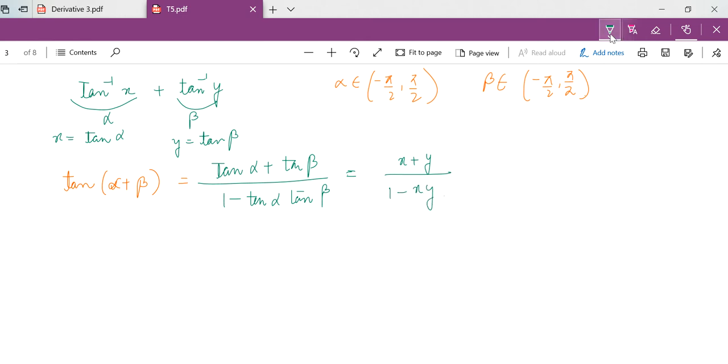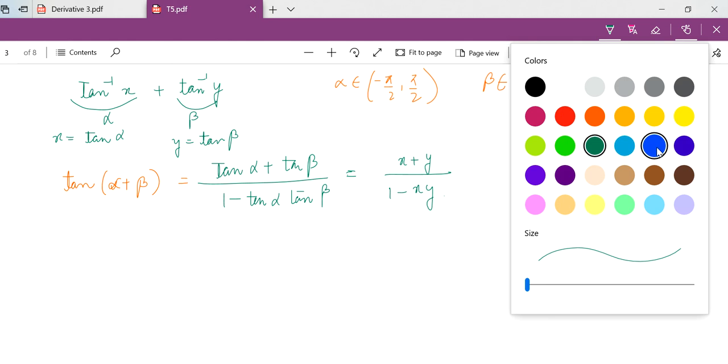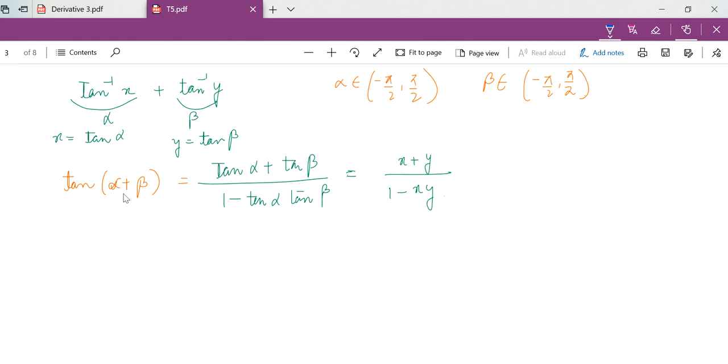Perfect. Now what do we say? We say that I don't want tan of alpha plus beta, I just want what is alpha plus beta. So let's come down. If I want alpha plus beta, I have to take tan inverse on both sides. So if I do tan inverse of tan of alpha plus beta, what do I get? This is tan inverse of x plus y over 1 minus xy. Let's call this 1.